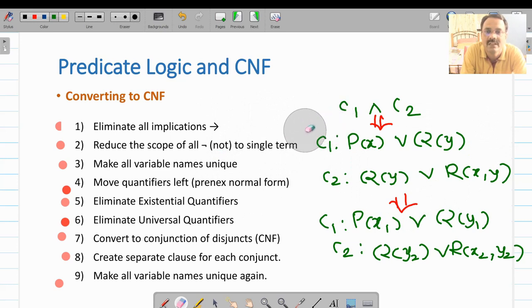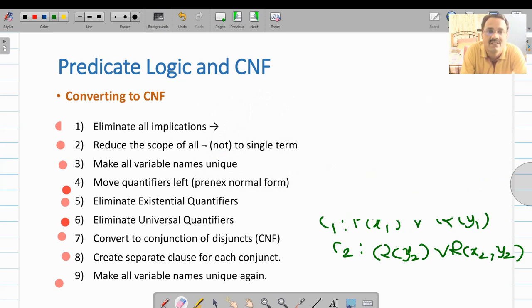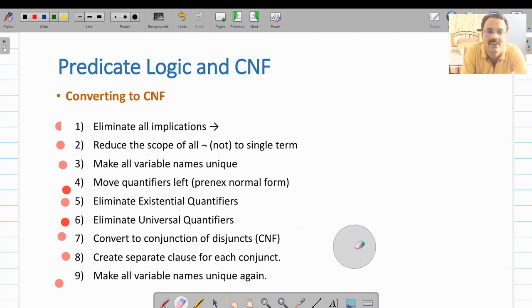So every statement will go through these 9 steps. Sometimes you may not need to apply all these 9. Ultimately you want conjunctive normal form as the output. So this is how you are going to convert a statement into CNF. Now let us see an example on this.